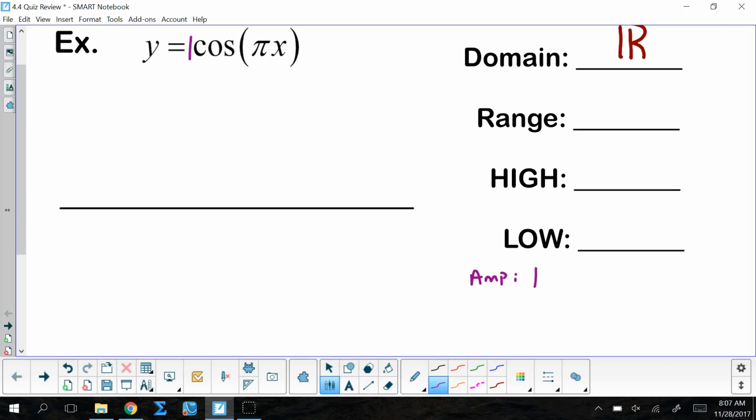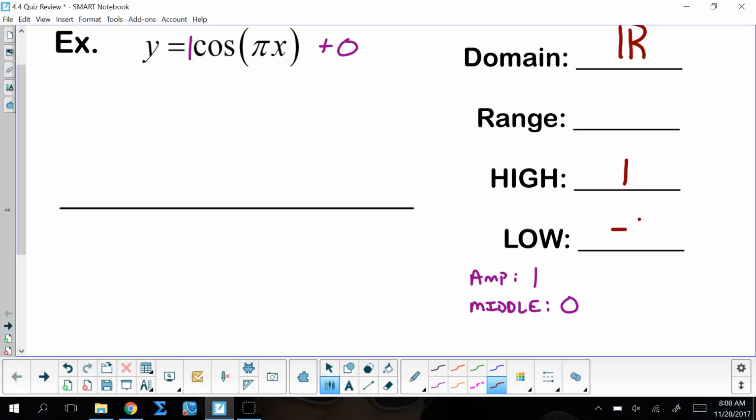Okay. Middle. Zero comes from this plus 0 out there. Right? So that puts my middle at 0. Which means then that my high is going to be where? 1, positive 1. My low is going to be negative 1. Okay?